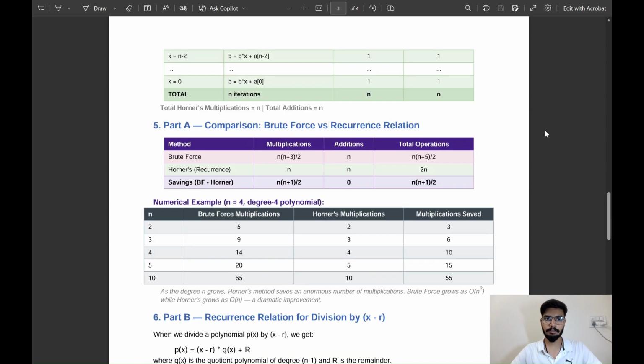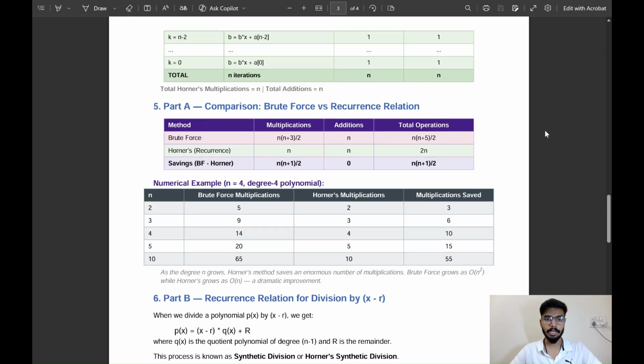Now we will see our Part 1: comparison of brute force with the recurrence relation. In this table, here is our method: multiplications, additions, and total operations, which you can see for brute force, Horner's recurrence, and the saving of brute force over Horner. In this you can see n plus 3 by 2 and n plus 1 by 2 for multiplication, and our addition is n, n, and our total operations is n plus 5 by 2 and 2n, and here n plus 1 by 2.